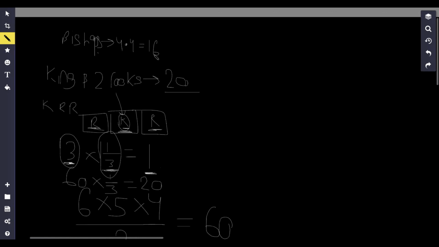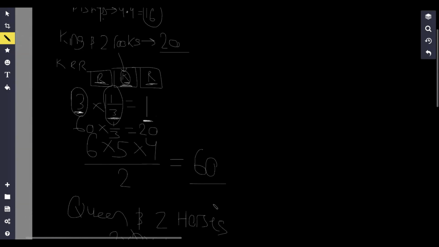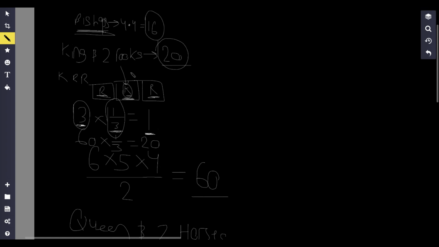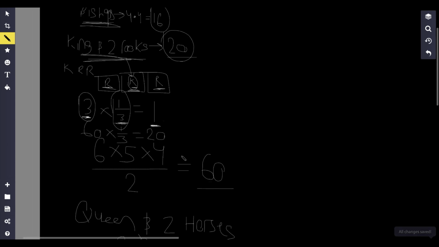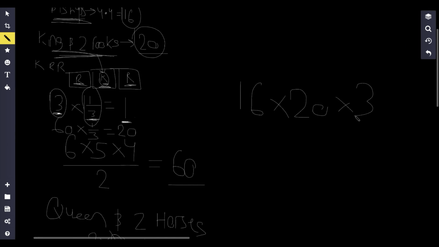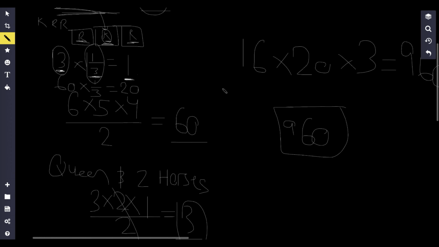So we said that for our bishops, we have 16 ways to arrange those. For my king and my 2 rooks, we have 20 ways to arrange those after we place the bishops down. And after we placed all these pieces down, we have 3 ways to rearrange the queen and the 2 knights. So 16 multiplied by 20 multiplied by 3 gives me 960, which is the total amount of ways we can rearrange all those pieces.